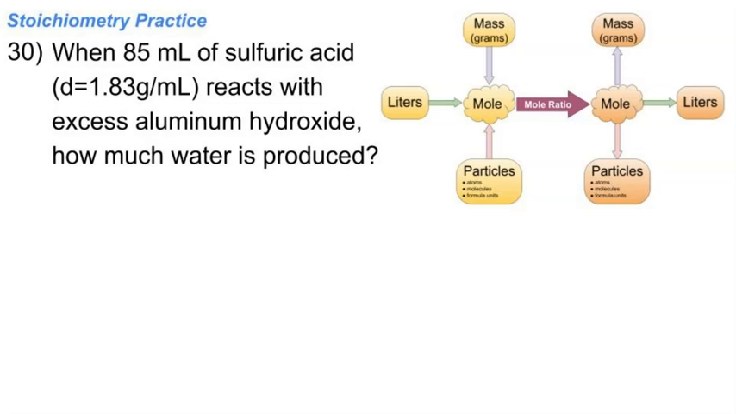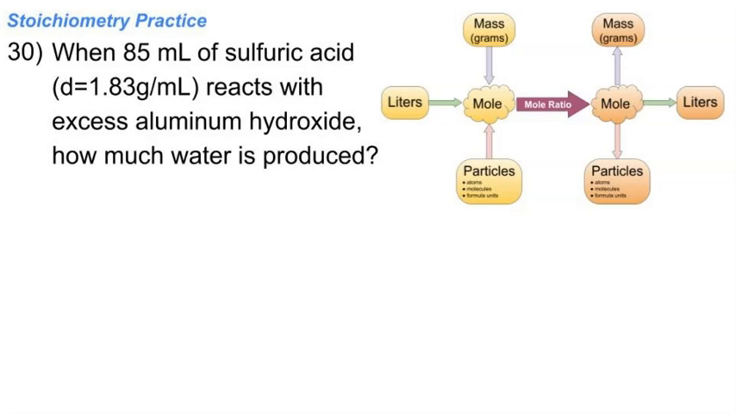Problem 30 says when 85 milliliters of sulfuric acid, and it gives the density of sulfuric acid, reacts with excess aluminum hydroxide, how much water is produced? So in any stoichiometry problem, when we're not given a chemical equation, we need to start out by writing one.